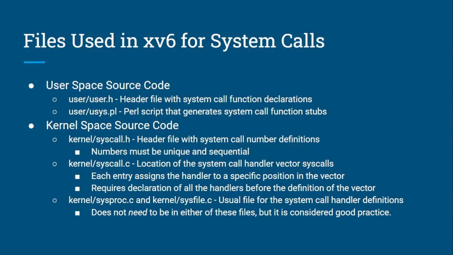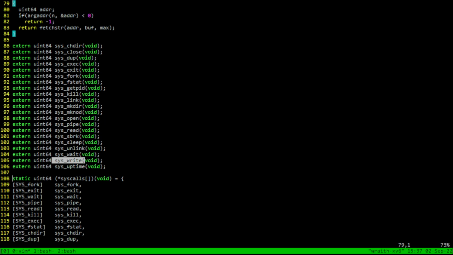So let's go back to our source code. What we're looking for is functions that have syswrite in their name and syswait. These are the function names that must exist inside the kernel for all this to work. Now I'm pretty sure I know where those are. Those are in sysproc and sysfile.